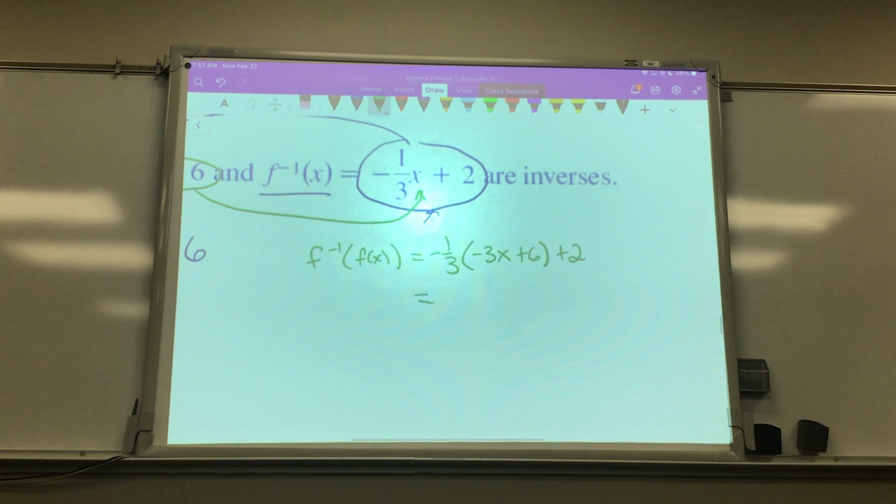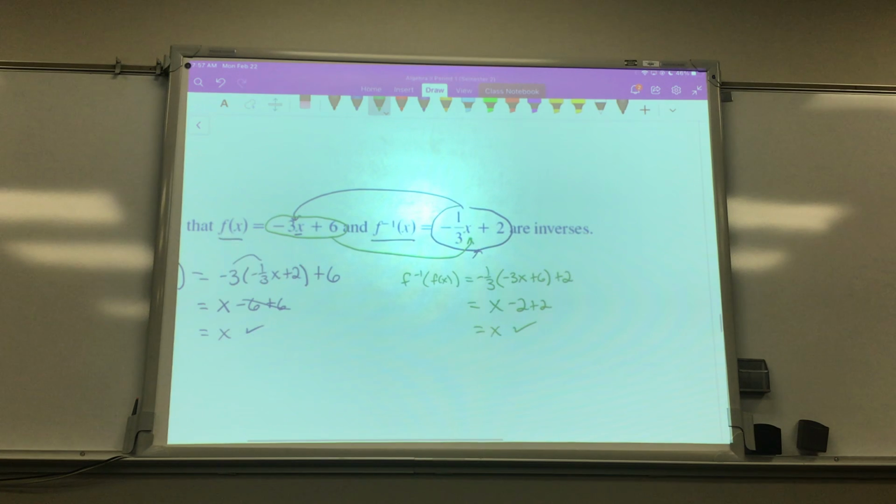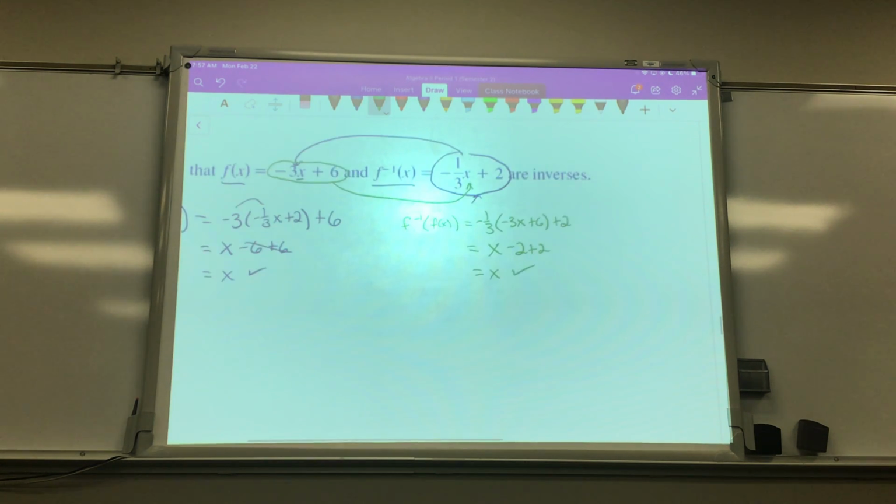So again, we get that negative 1/3 times 3, so just x. Negative 1/3 times 6, so 6 divided by 3, right? Minus 2. Plus 2. So when we compose both ways, we got them equal to x, right? Which means they are inverses.